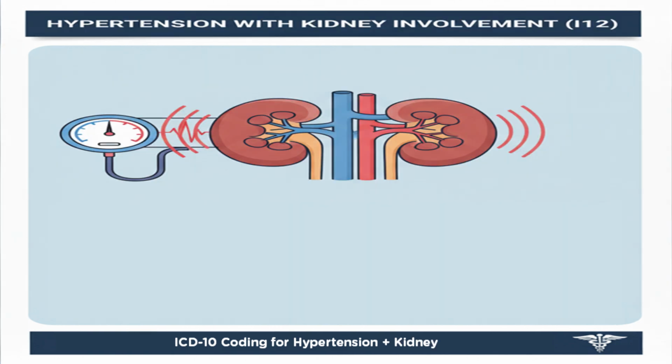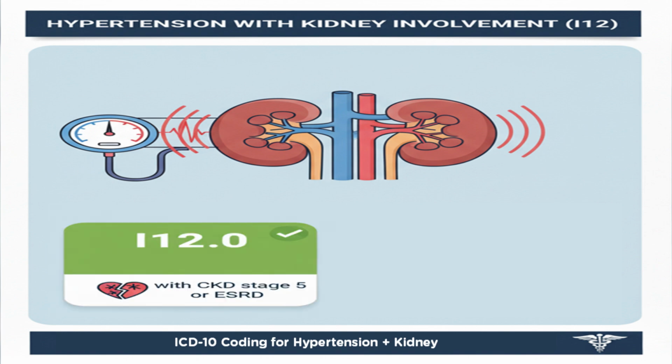When hypertension damages the kidneys, we use the I12 series, which specifies hypertensive chronic kidney disease. Let's review the two critical codes in this category. The key to selecting the correct I12 code is determining the severity of the associated chronic kidney disease, or CKD.